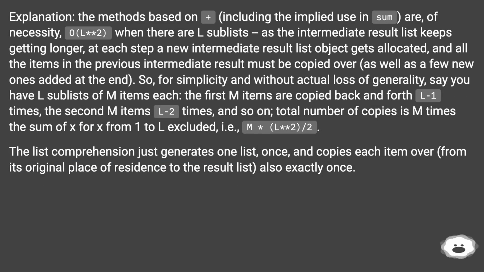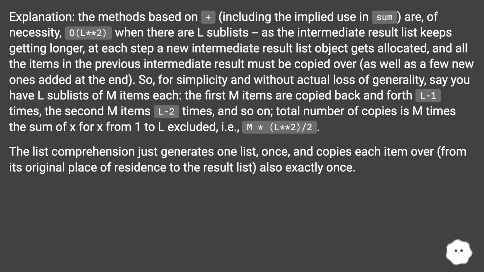Explanation. The methods based on plus, including the implied use in sum, are of necessity L**2 when there are L sublists. As the intermediate result list keeps getting longer, at each step a new intermediate result list object gets allocated, and all the items in the previous intermediate result must be copied over, as well as a few new ones added at the end.